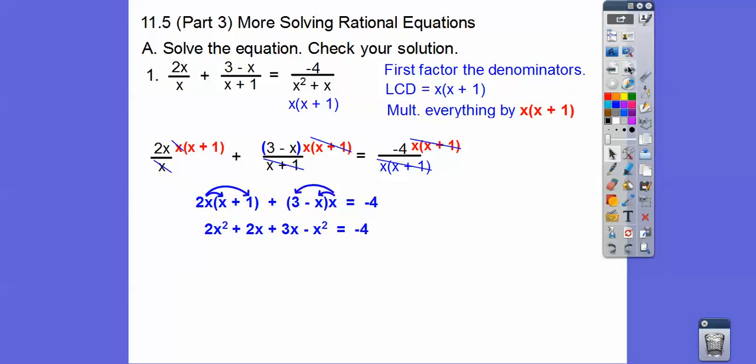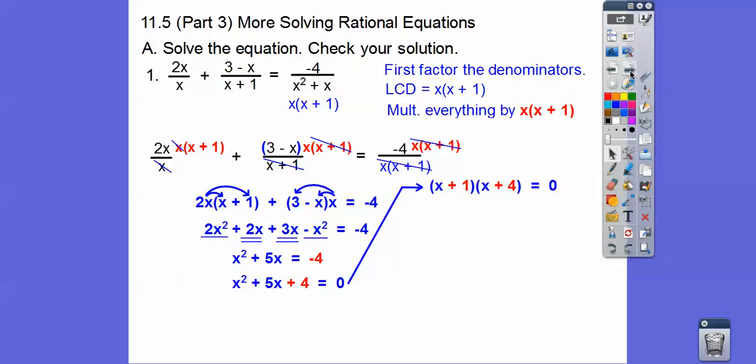Does that make sense? Let's combine like terms. 2x squared minus x squared is 1x squared, plus 5x, still equals that negative 4. Now we'll put the negative 4 on the other side, so we just did plus 4 on both sides. Factors of 4 that add to 5 are 4 times 1. So this factors to x plus 4, x plus 1.